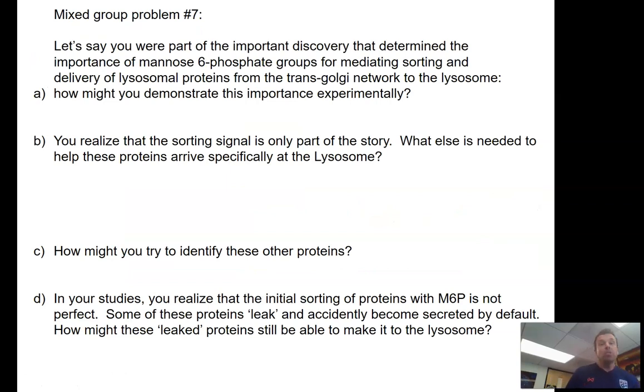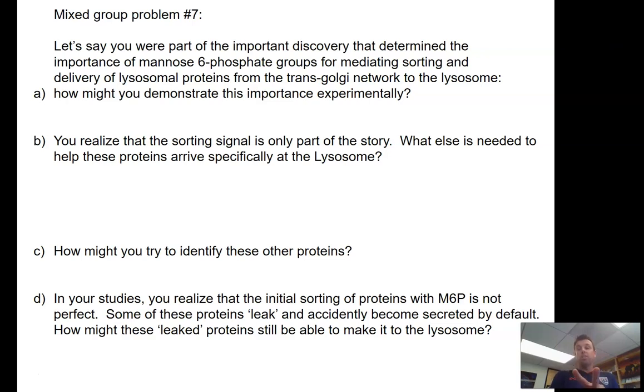All right, so this is mixed group problem number 7. I'm going to walk you through it a little bit, but hopefully by this point in the unit, you've really started to think about how you can answer some of these things. So let's say you were a part of the important discovery that determined the importance of M6P groups that mediate sorting and delivery. How would you demonstrate this importance experimentally? So you think M6P is important to get things to the lysosome. How do you demonstrate that?